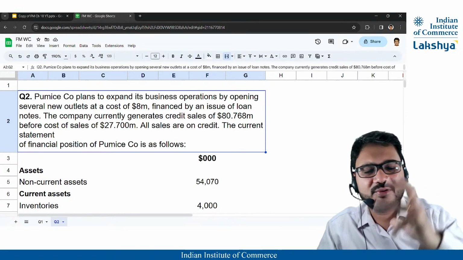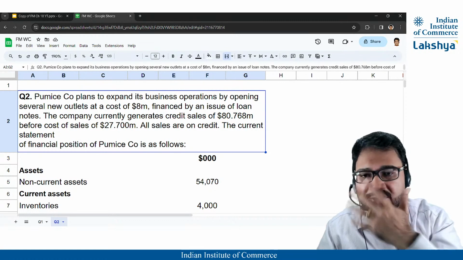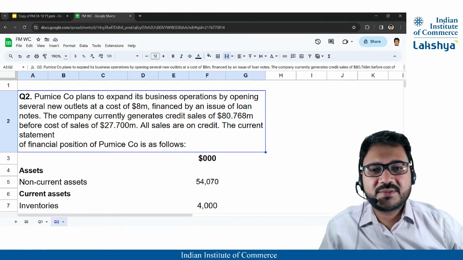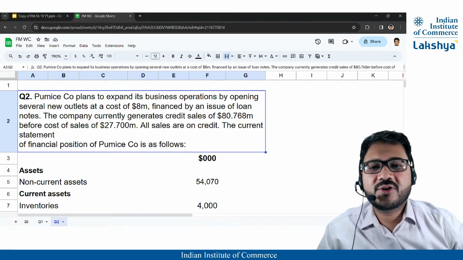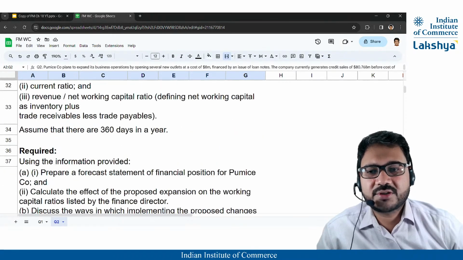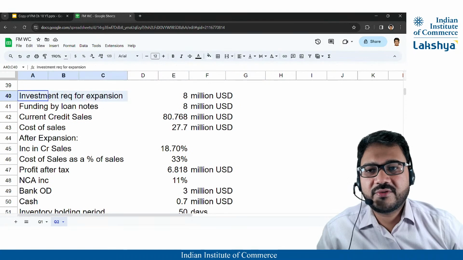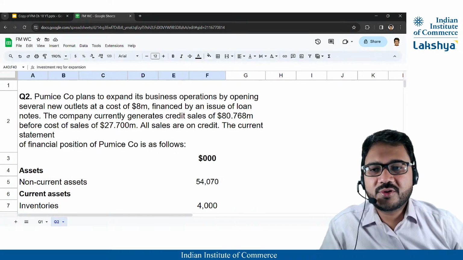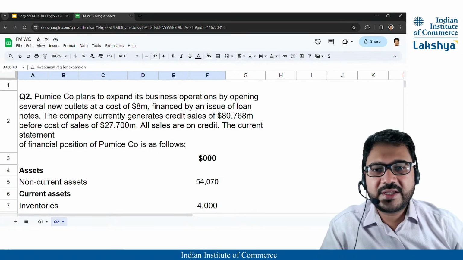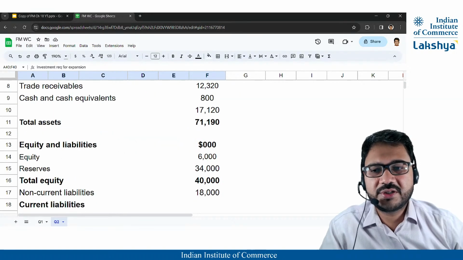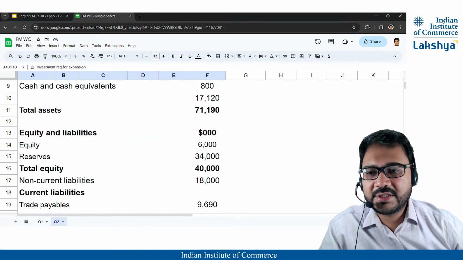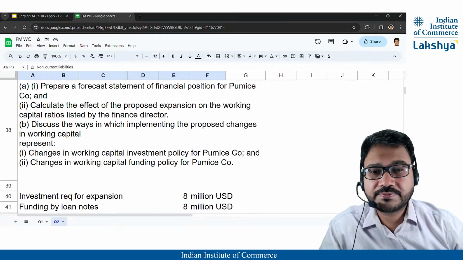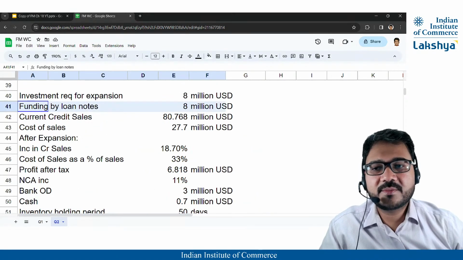So we have some idea that, okay, majorly we have to create one balance sheet again based on the forecast. Puma's company plans to expand its business operations by opening several new outlets at a cost of $8 million. So you'll write down that investment required is $8 million. Financed by an issue of loan notes. So we can write basically that a new loan is issued worth 8 million. So basically your liability is going to increase by 8 million. Okay, so you write that down. Funding by loan note $8 million.